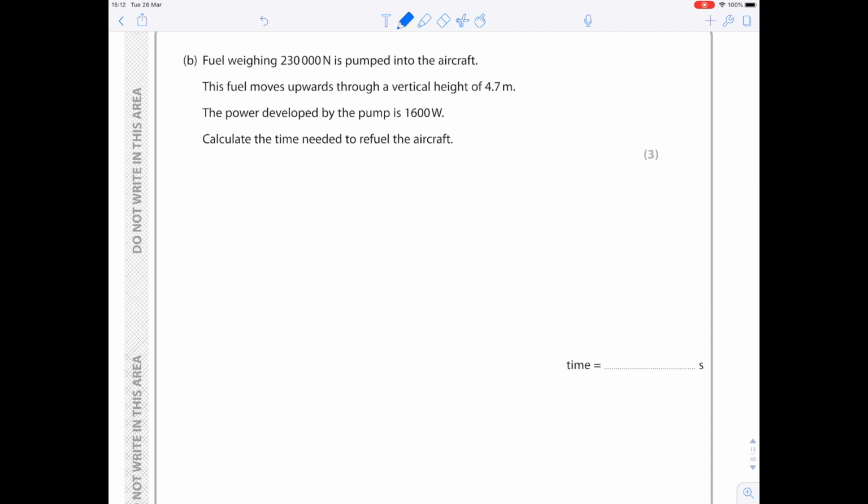Fuel weighing 230,000 newtons is pumped into the aircraft. This fuel moves upwards to a vertical height of 4.7 meters. The power developed by the pump is 1,600 watts. Calculate the time needed to refuel the aircraft.